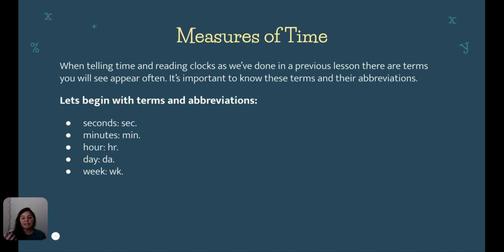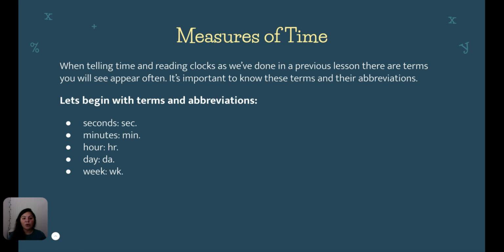So the first one we have is seconds, which is sec. So the abbreviation is SEC, period. You're going to notice that all your abbreviations do have periods at the end. So our next one is minutes, and the abbreviation for minutes is min, and that's MIN, period. So make sure to copy these down so you can have them later on for our activity.